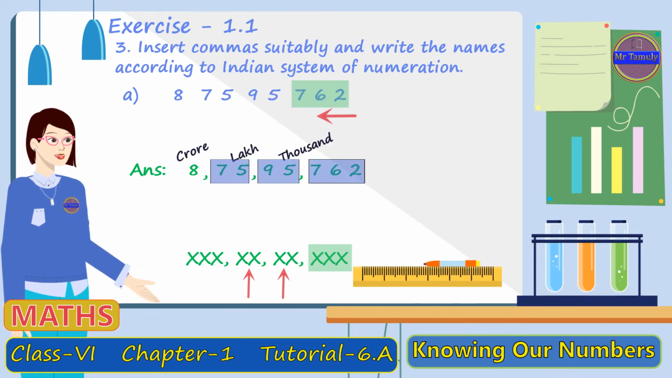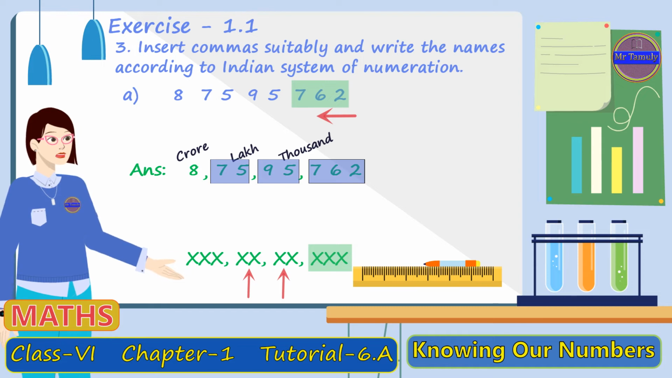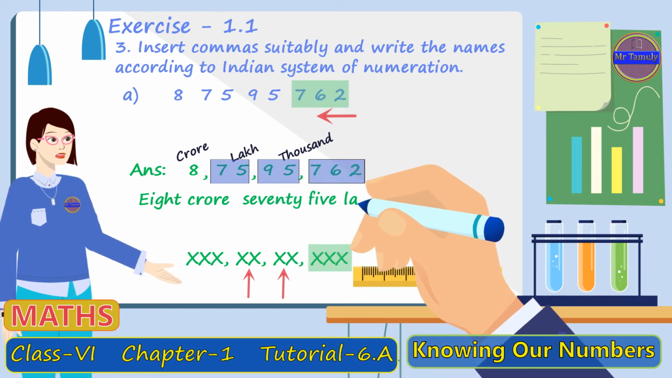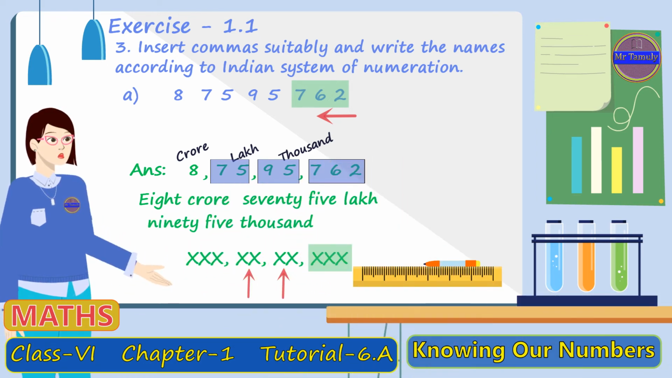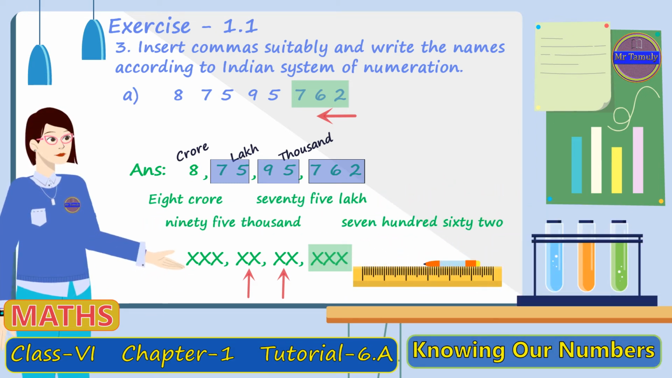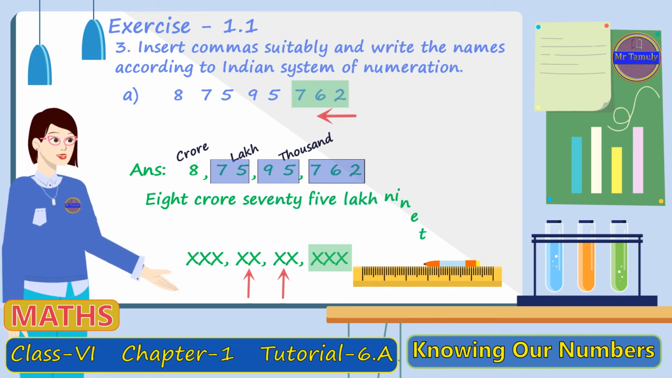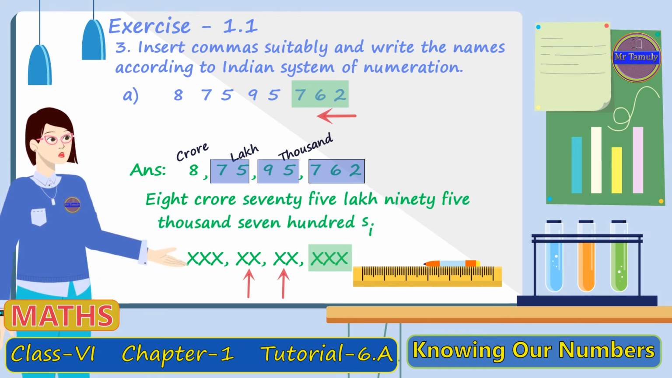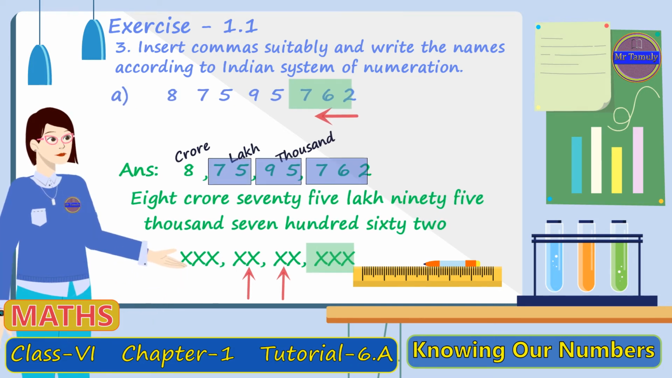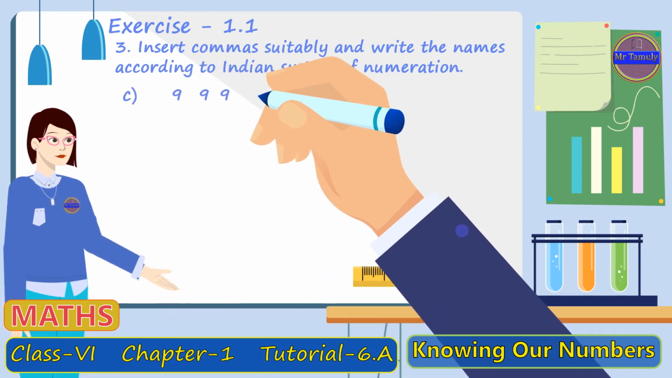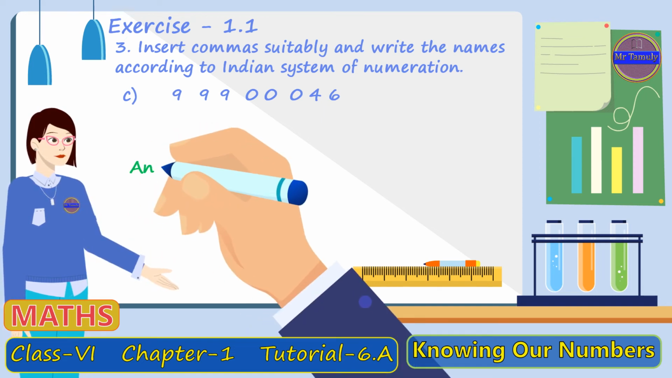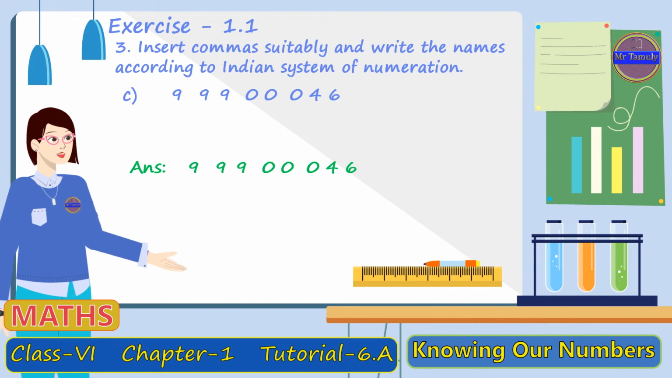Now we shall name our number from left to right. First we have 8 crore. Next we have 75 lakh. Next 95,000. And lastly, 762. So the name of our number in the Indian format is 8 crore, 75 lakh, 95 thousand, 762. Let us now take question number 3C, in which the number is 999000046. We shall first place the commas appropriately from right to left.